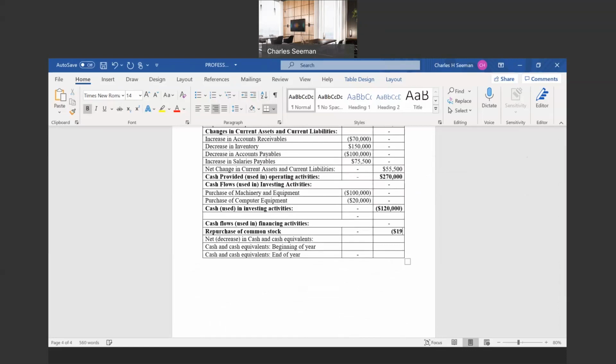Since we used cash to purchase our stock back, that's a use of cash. So now we take the 270,000 as a plus, we subtract out the 120,000, and we subtract out the 190,000, and we have a $40,000 decrease.